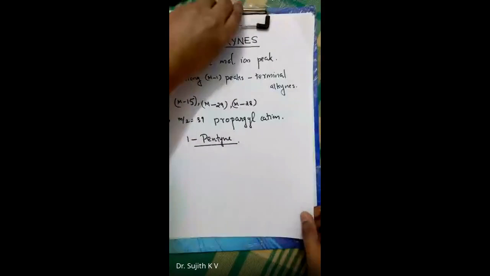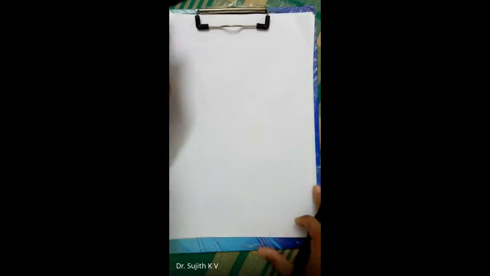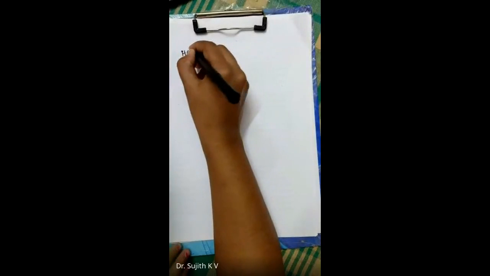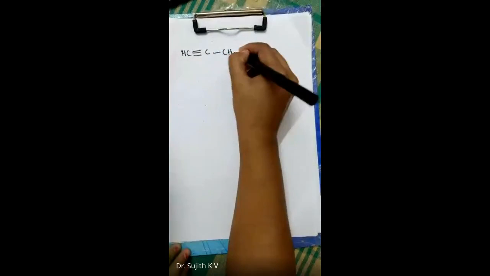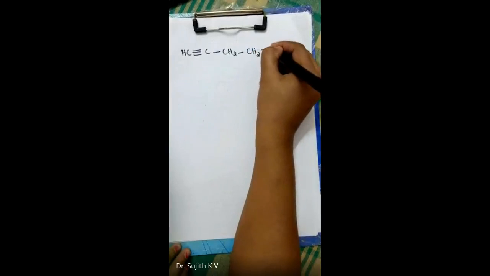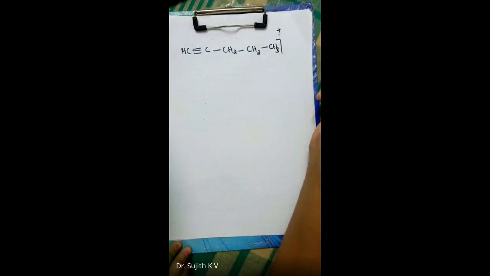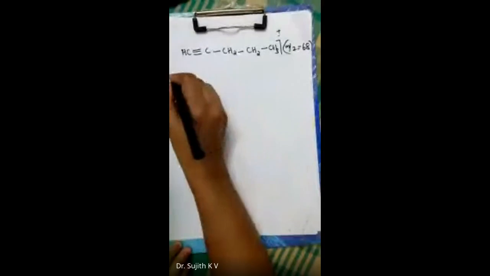1-pentyne is CH triple bond C, CH2, CH2, CH3. The first peak obtained will be its molecular ion, that is at m/z equal to 68. That will be the molecular weight of 1-pentyne.